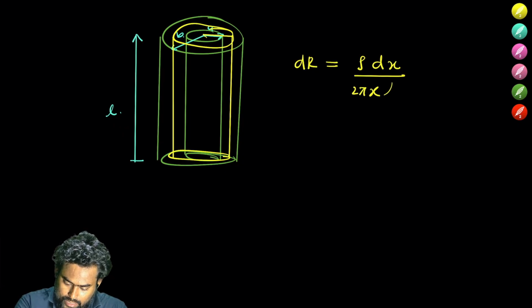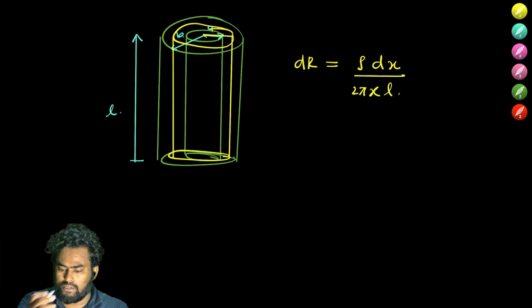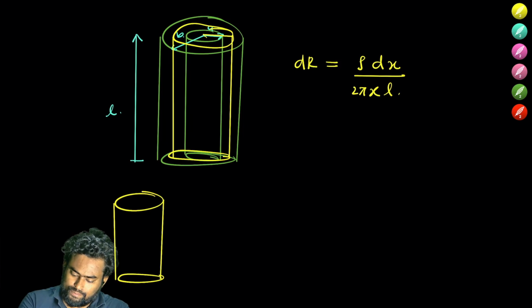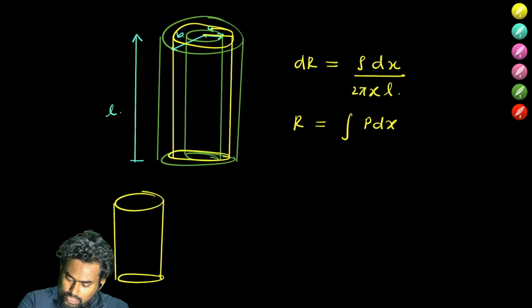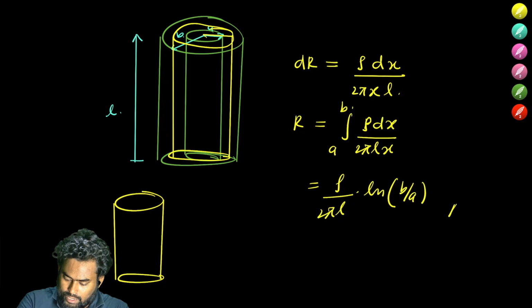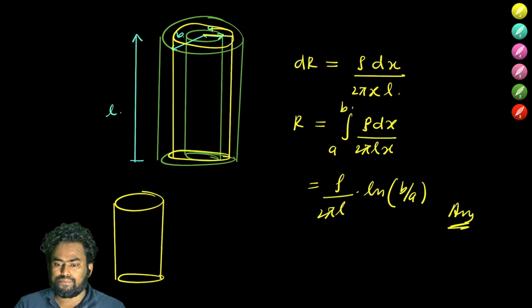2 pi x L. Here x is the radius, so the circumference will be 2 pi x multiplied by length. Circumference 2 pi x multiplied by length will be its lateral surface area. So what will the resistance be? Integration of this term, rho dx upon 2 pi lx, with x varying from a to b, will come out to be rho upon 2 pi l ln of b by a. This will be our answer.